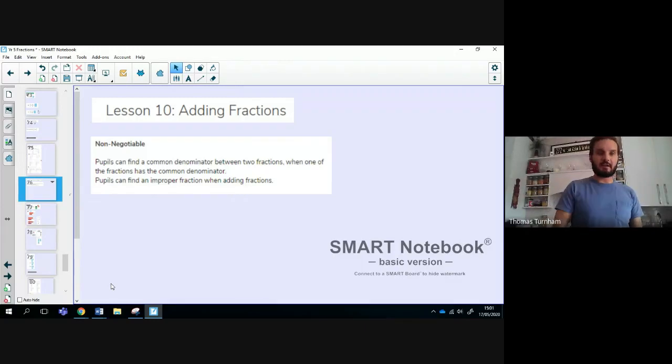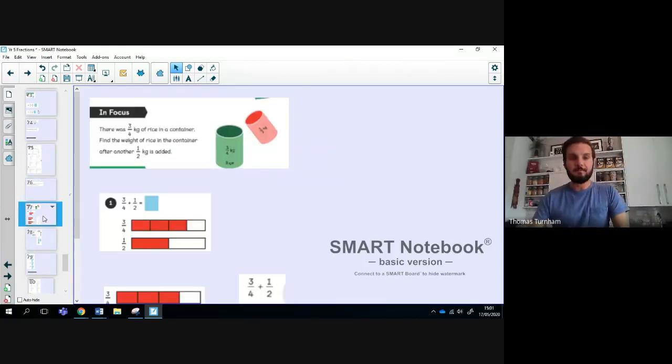Okay, we're going to carry on with adding fractions. So this time we've got a little bit more abstract. We've got 3/4 of a kilogram of rice in a container. Find the weight of the rice in the container after another 1/2 kilogram is added.